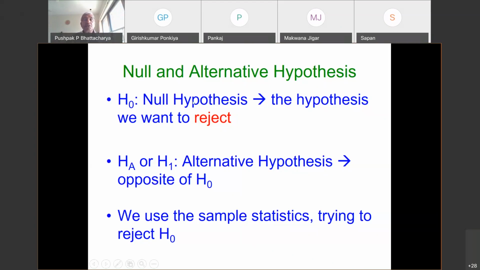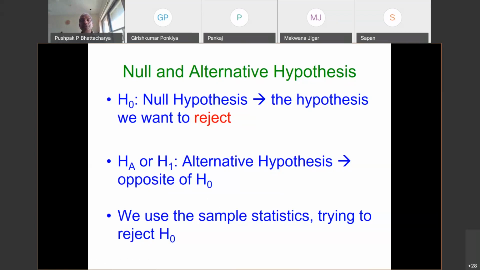So remember how to form the null hypothesis. The null hypothesis is a hypothesis which will eventually be rejected or not rejected. So this is an adversarial position. HA or H1 is the alternative hypothesis. This is the opposite of H0. And we use the sample statistics trying to reject H0.